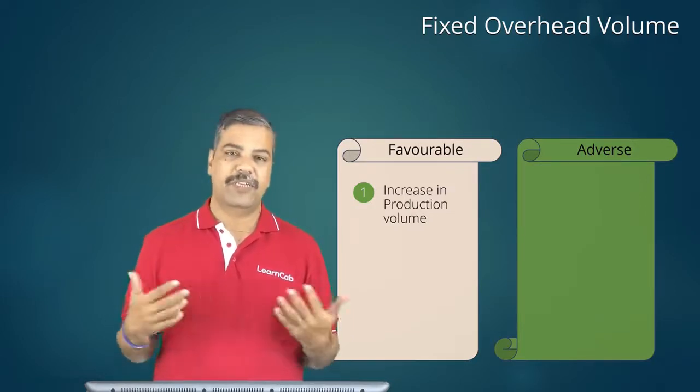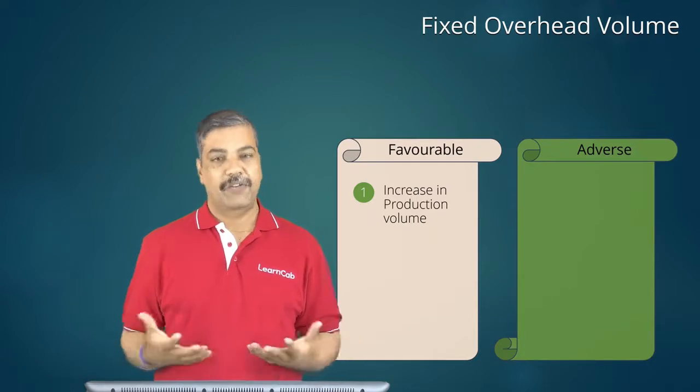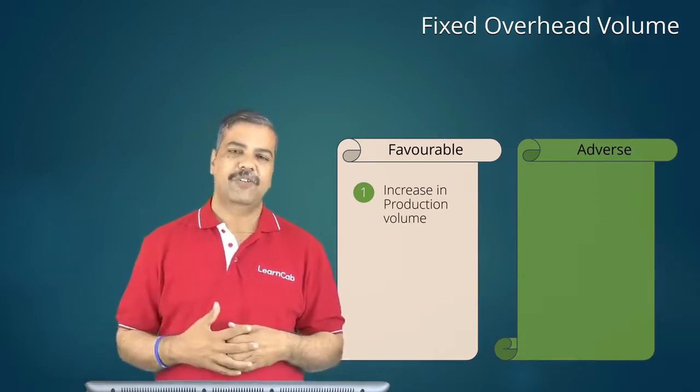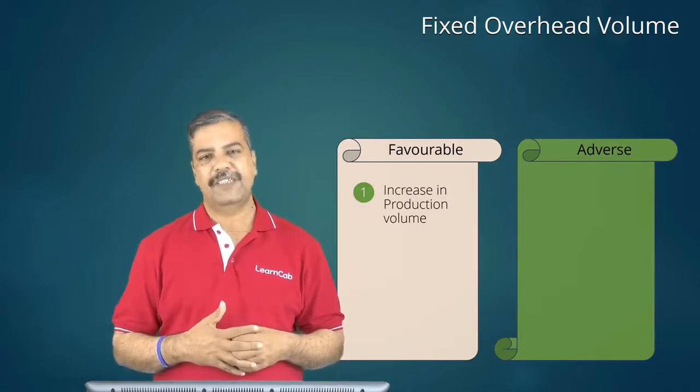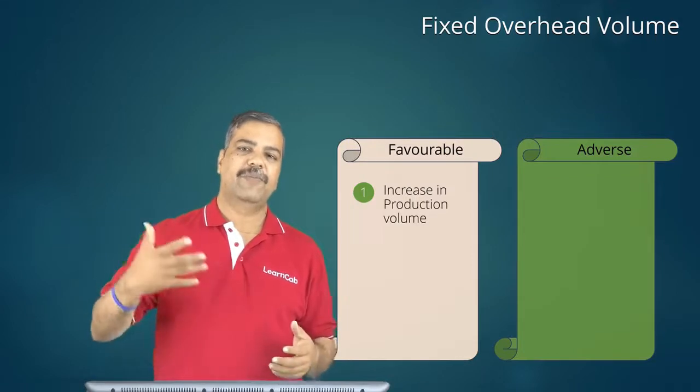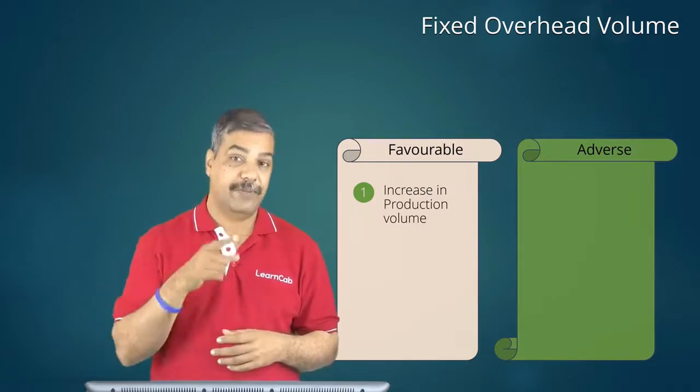But the more units you manufacture, volume increases, which means fixed cost per unit comes down. So the recovery of fixed cost, whatever you are incurring, the chances will go up when you manufacture more and more units. That's why it's a favorable thing.